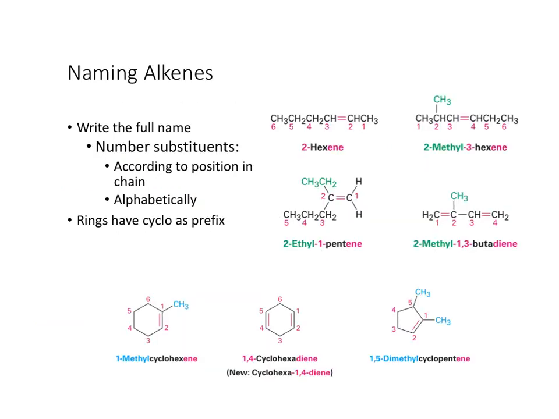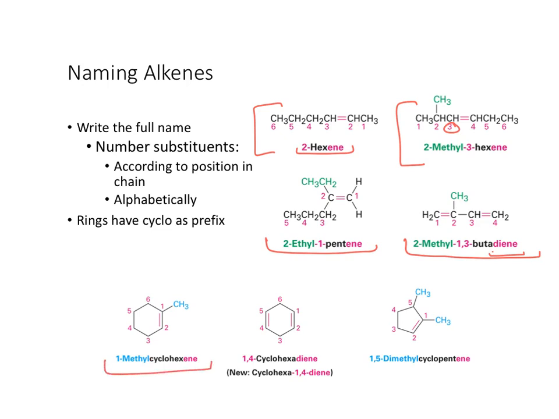Then you want to write out the full name, and you want to indicate the carbon number that the double bond starts on. So this becomes 2-hexene. This becomes 2-methyl-3-hexene because the double bond starts at 3 and there's a substituent at carbon 2. This becomes 2-ethyl-1-pentene because the double bond starts at carbon 1. This would be 2-methyl-1,3-butadiene. So notice here that we've got 2 double bonds in the molecule, so we're going to use the prefix di in front of the ene suffix. So this becomes a diene.